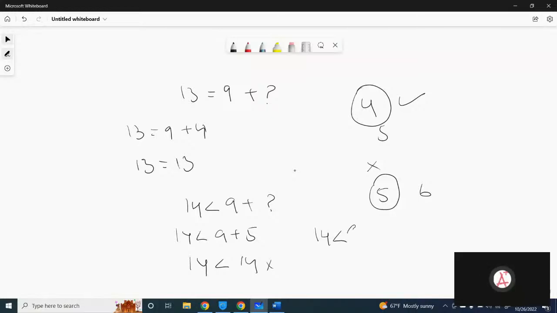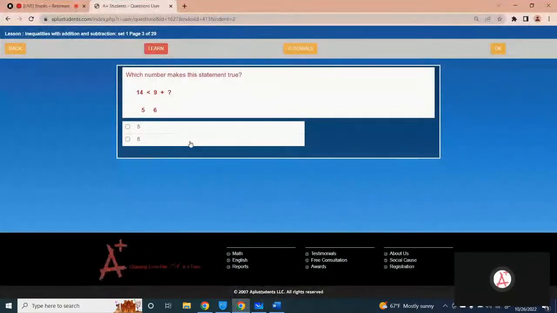Let's check the other one. 14 is less than 9 plus 6. So 9 plus 6 is 15. So 14 is less than 15. Is it true or false? It is true, because 14 is less than 15. That means the correct option is 6. Just select the correct option and then click on the OK button.